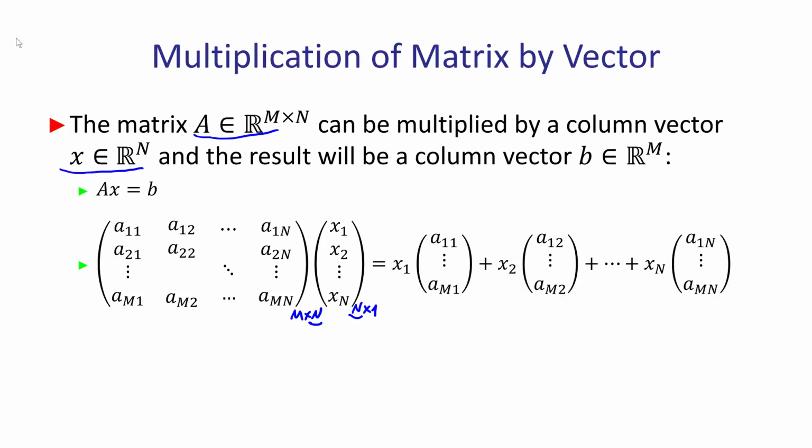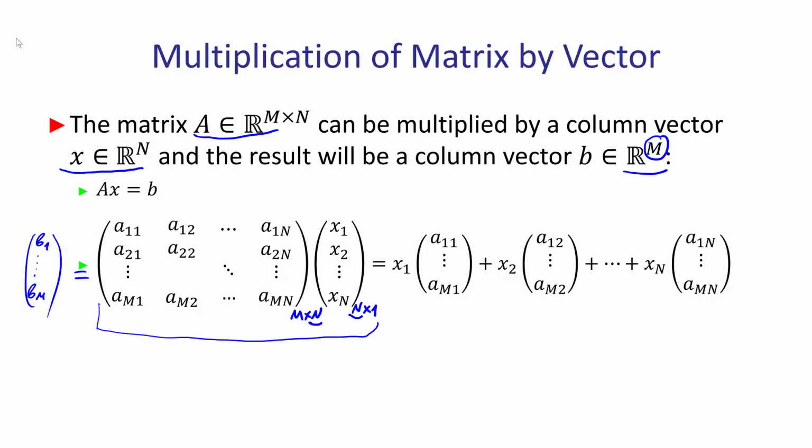So this vector x from n dimensions, which means it has n elements. The result will be a column vector with m elements. So the overall result of that multiplication will be another vector with b1 to bm.